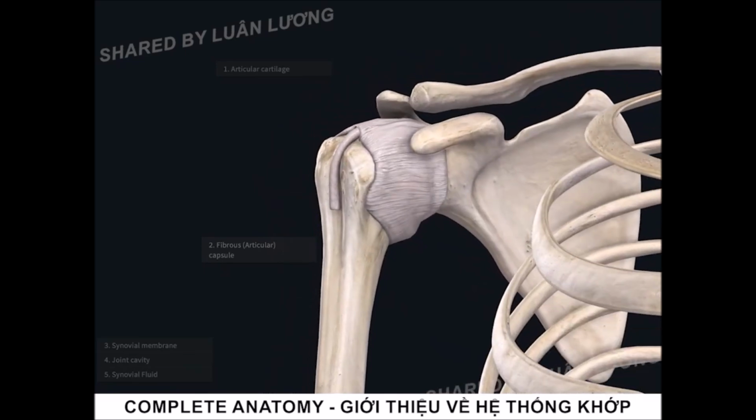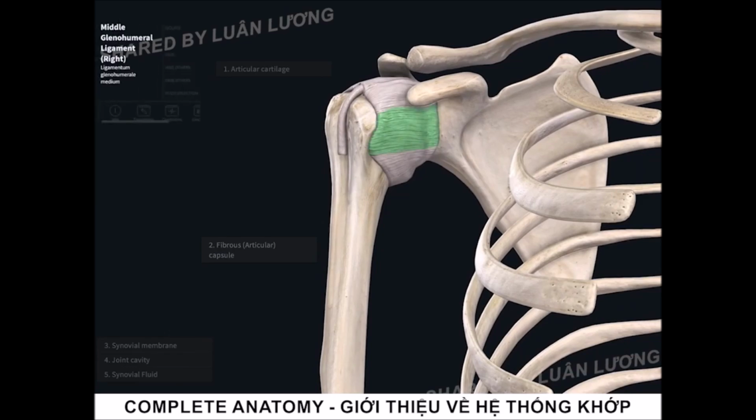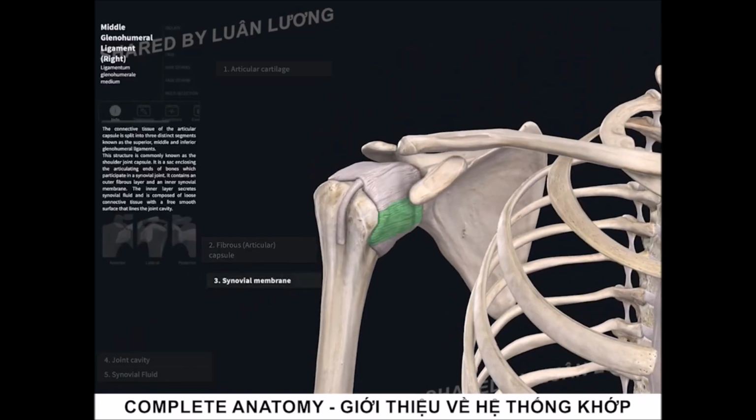So this is going to be a layer of connective tissue that is going to be connecting from each bone involved at that joint. Now, deep to this layer, we're going to see the third component of these types of joints, and that is going to be the synovial membrane.